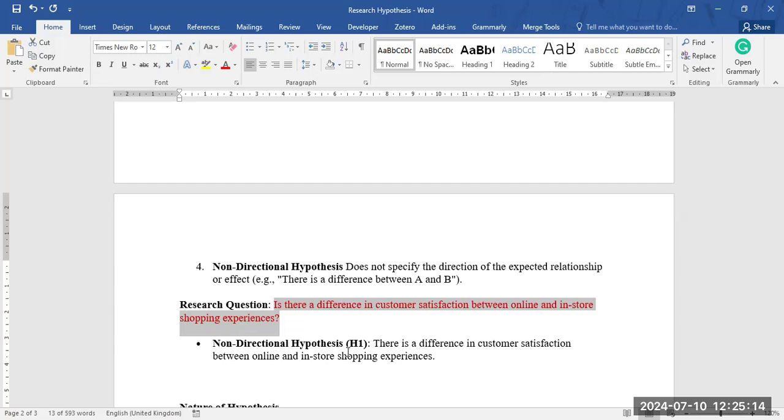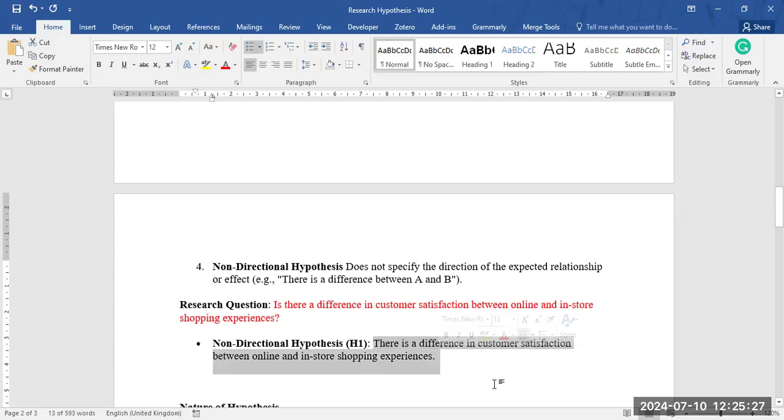So then they can have a non-directional hypothesis. They don't know which one is giving more. That's why there is a difference in customer satisfaction between online and in-store shopping experience. So this hypothesis is not directional. Sometimes in-store shopping experience can give satisfaction, or sometimes online shopping experience can provide the satisfaction.